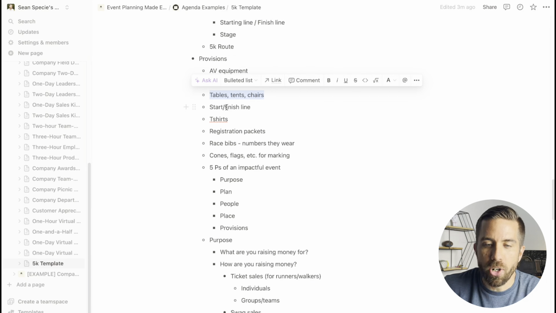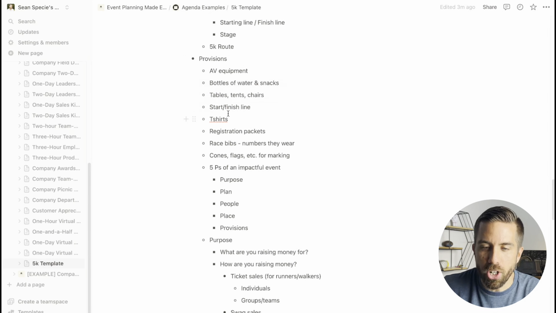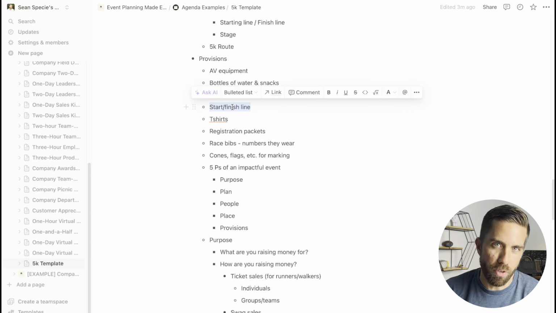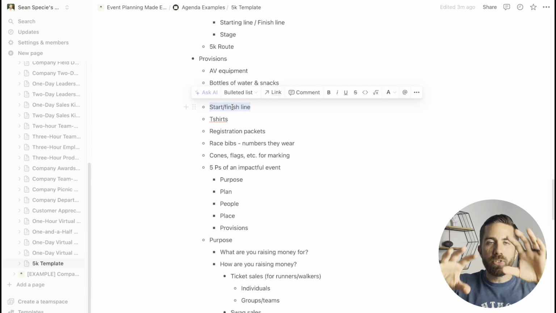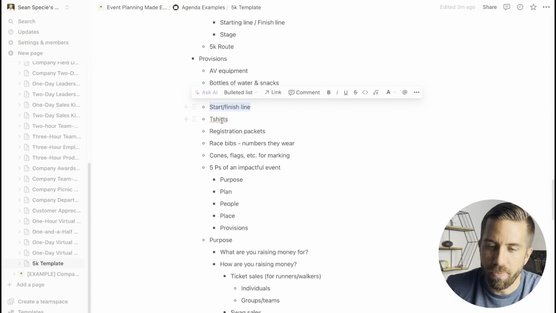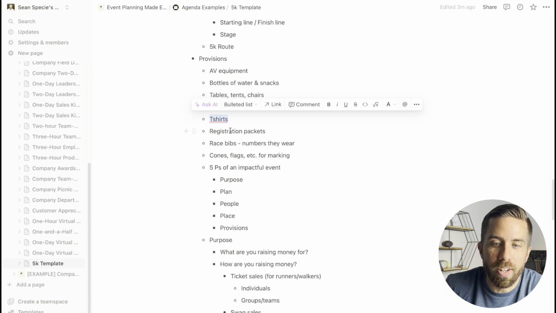Tables, tents, and chairs, the start-finish line, t-shirts. Now, the start-finish line, let me back up here. What I mean by this under the provisions section is not where it's going to be, but what is going to be at the start-finish line. Are you going to have this huge arch? Or are you going to have just a banner overhead? Are you going to have something for them to run over? What is going to be at the start-finish line? Are you going to be selling t-shirts or giving them away?